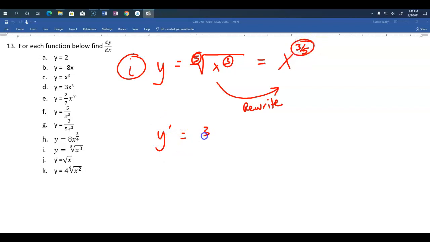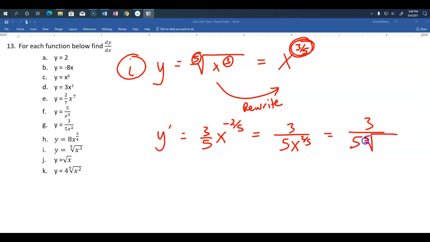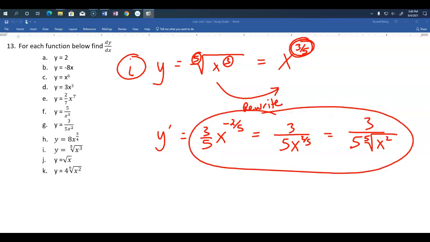Multiply the power to the front. Subtract 1 from the power. Shortcut is top minus bottom over bottom. Once again, we can write that in a few different ways. One way I can write this is as 3 over 5x to the positive 2/5 on the bottom. Or I can rewrite that as 3 over 5 fifth root of x squared on the bottom. So those are three ways that we can have this answer expressed.